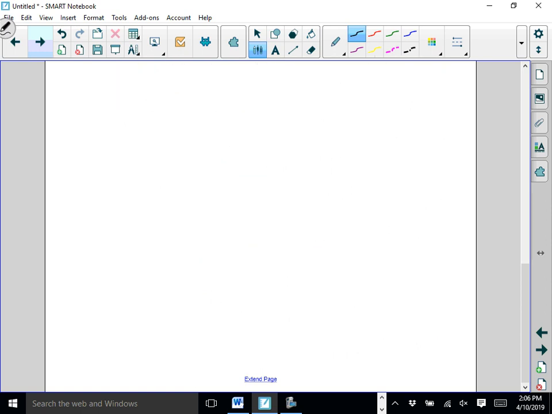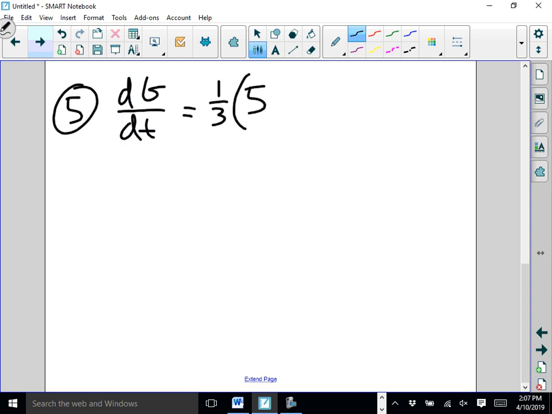So here's number 5. dg/dt equals 1/3 of (50 minus g). Again, solve for the particular solution, y equals g of t, with the initial condition g of 0 equals 40.